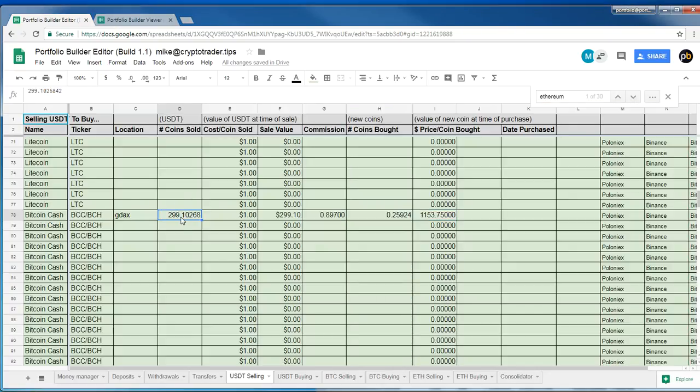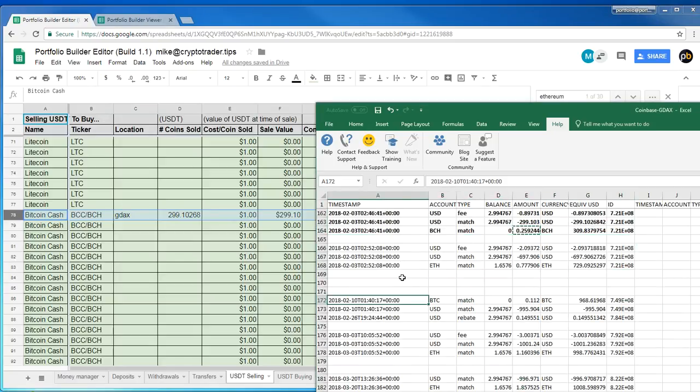Okay, so here's this trade entered. Sold $299 worth of USDT, commission cost of 89 cents. We bought 0.25924 Bitcoin Cash, then we hit equals sum. Click this, hit divide, click this, and it gave us our price. And now I just need to insert the date. And this trade is good to go. Marked it bold, going to the next.